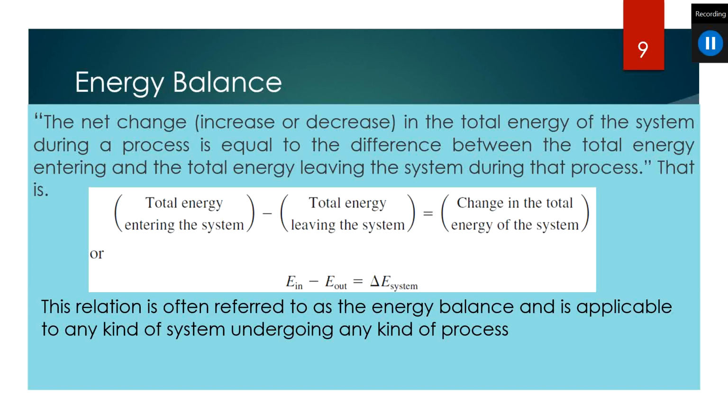I already said that the change in energy of the system has the significance, and the net change in the total energy of the system during a process is equal to the difference between the total energy entering the system and the total energy leaving the system during that process. When a process is happening, some energy enters the system and some energy leaves the system. So the change in the total energy of the system means total energy entering the system minus total energy leaving the system, or E in minus E out equals delta E of the system, the change in the total energy of the system.